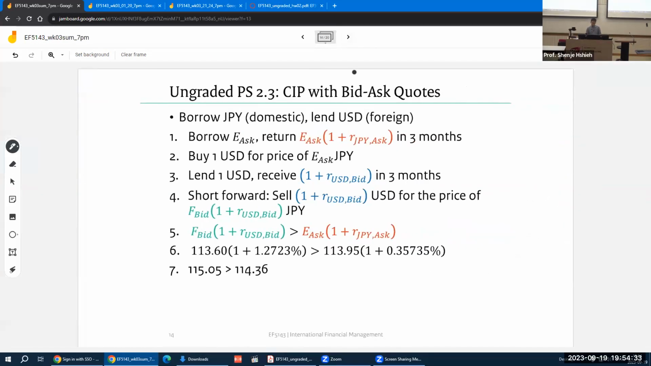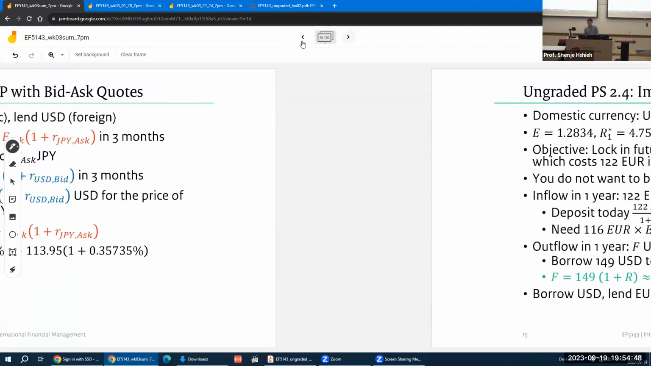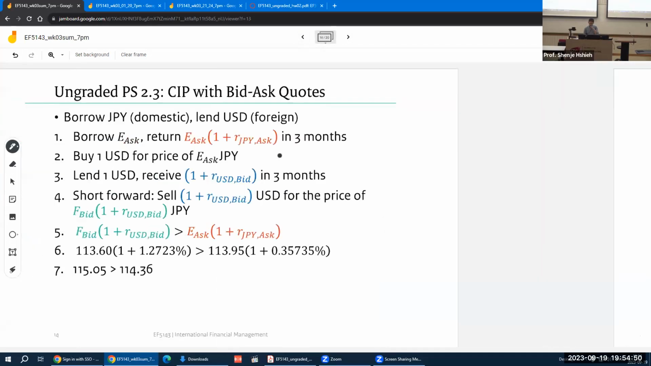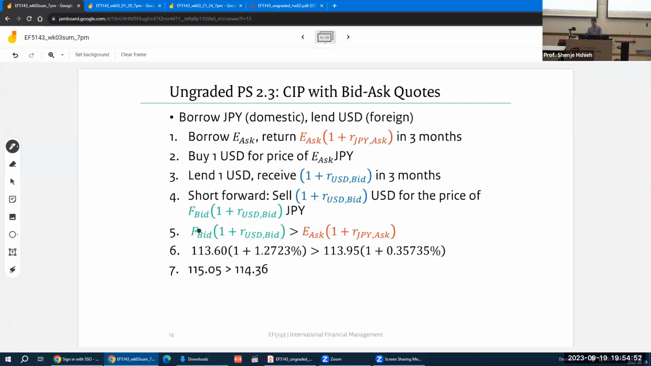All right. So it's probably best to approach this question by just outlining the steps first, and then thinking about whether or not you should use bid and ask. So in this question, you are already given all the inputs, right? You know the R's, you know the F, and you know the E, and you're just checking if there's a violation. And the question, right, is whether or not to use bid and ask.